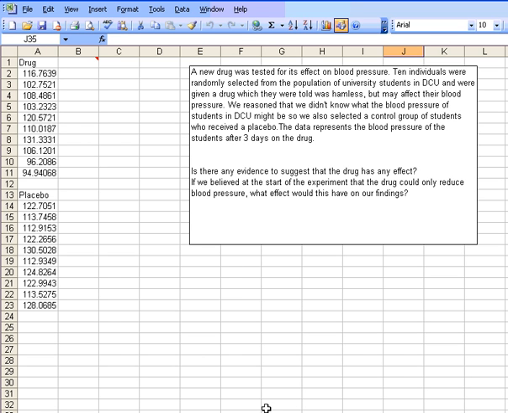The third kind of t-test is where you've actually got a drug or a treatment population and a separate placebo or control population. And in that case, your data is going to look something like this, where you've actually got two separate groups, and they're not necessarily opposite each other across the spreadsheet.